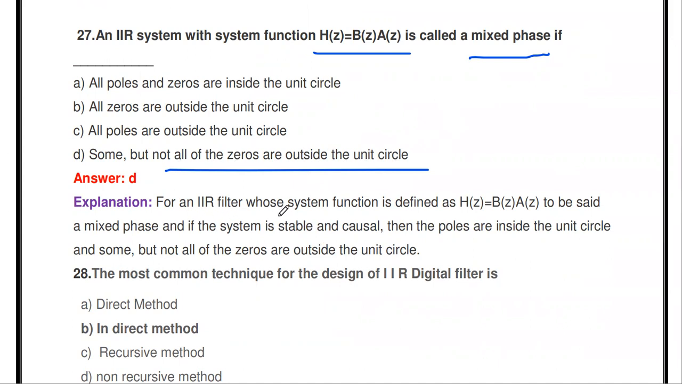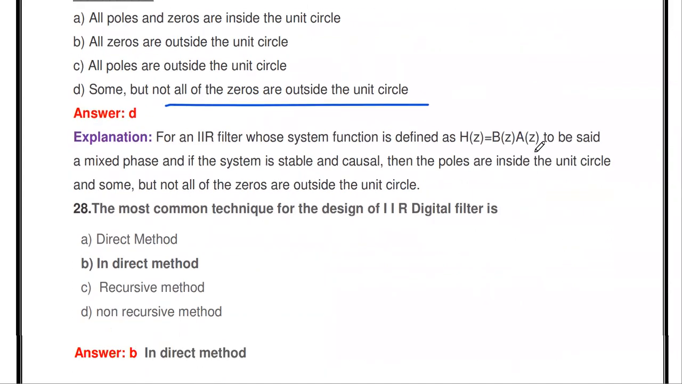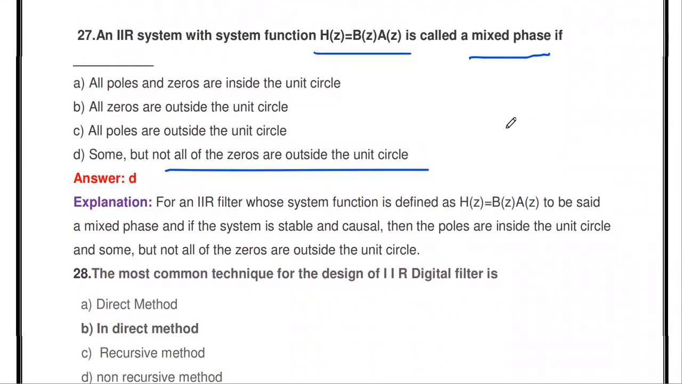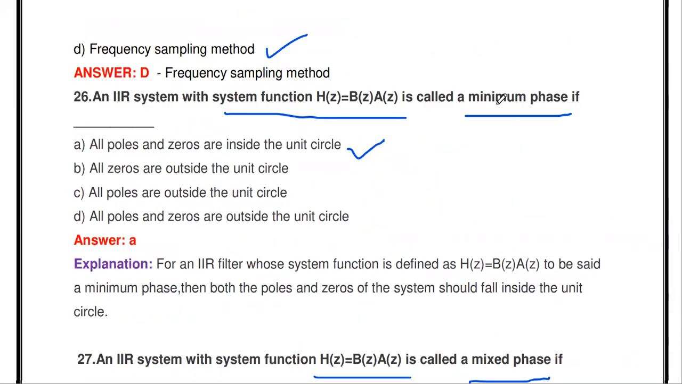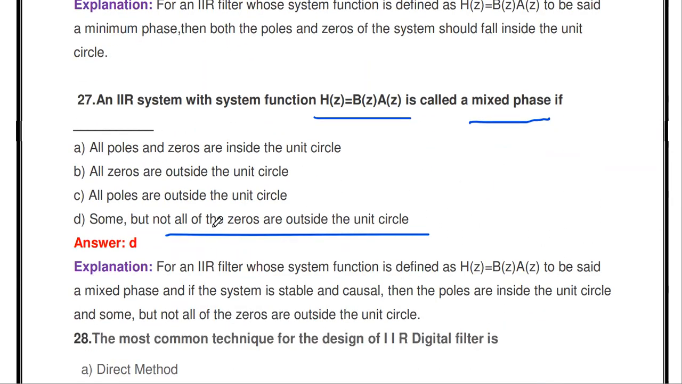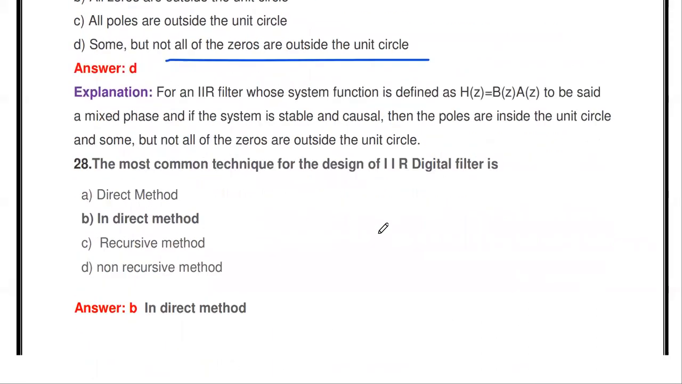The IIR filter whose system function is defined as H(z) equal to B(z) into A(z) is said to be mixed phase if the system is stable and causal. So the poles are inside the unit circle, but not all zeros are outside the unit circle. If it satisfies this, that is called a mixed phase. Minimum phase means all poles and zeros are inside the unit circle, but a mixed phase does not necessarily need all zeros to be outside the unit circle.